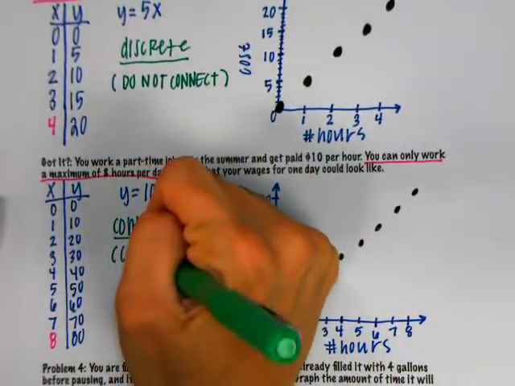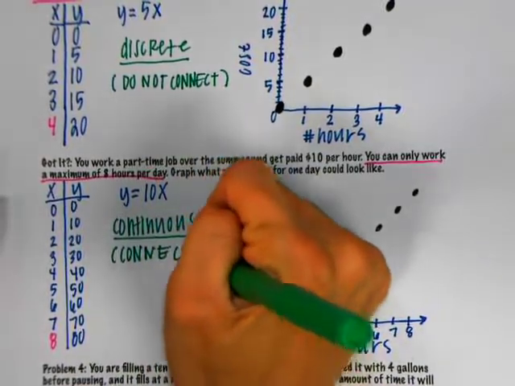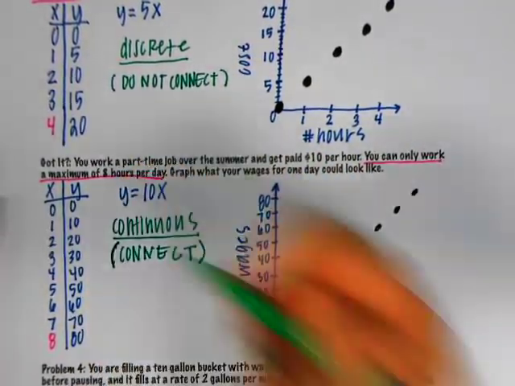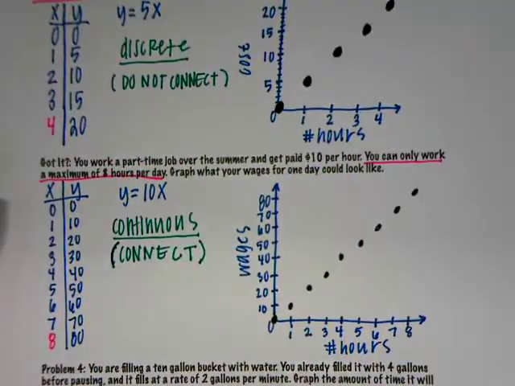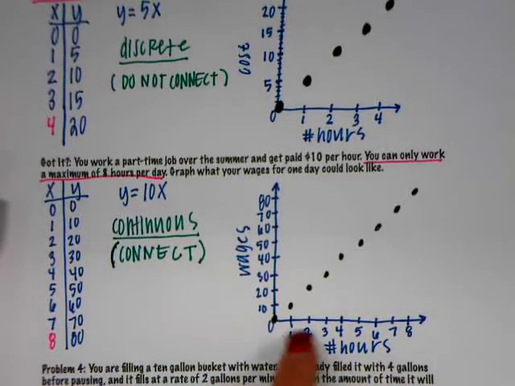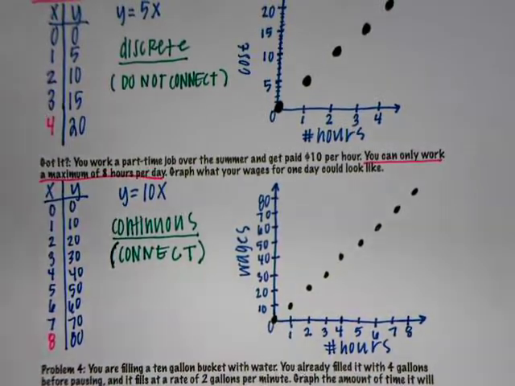So you would connect, because it's anything between one and the other. You can work partial hours, like the in-betweens, not just whole hours. So you could work like 2 hours and 24 minutes or whatever, not just whole number hours. Does that make sense?